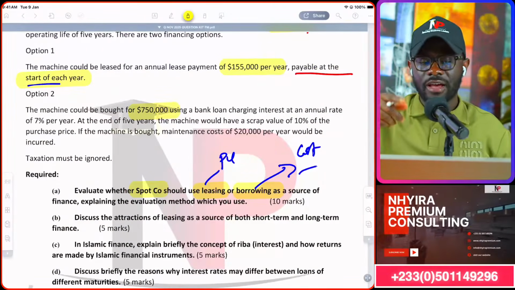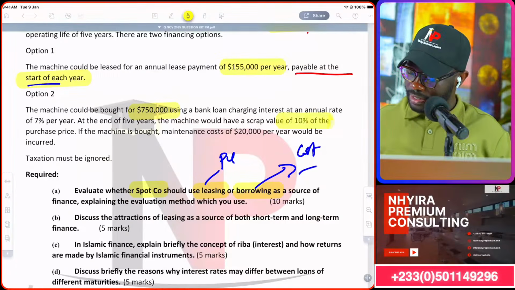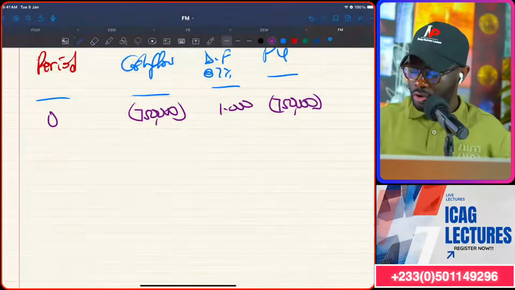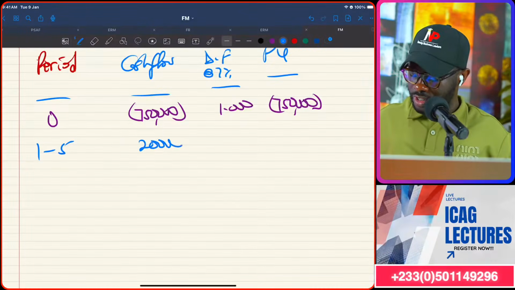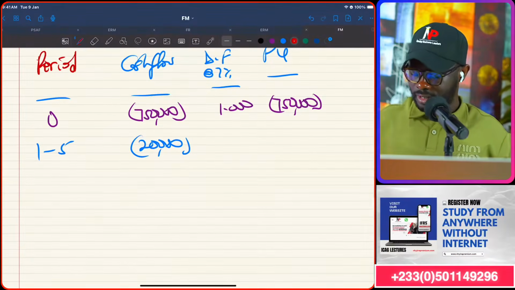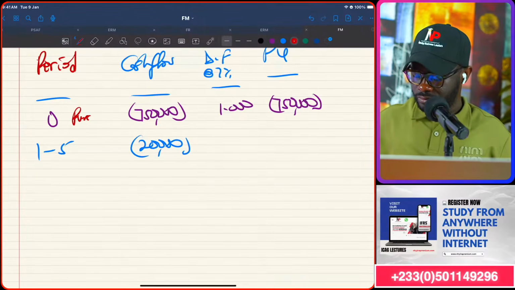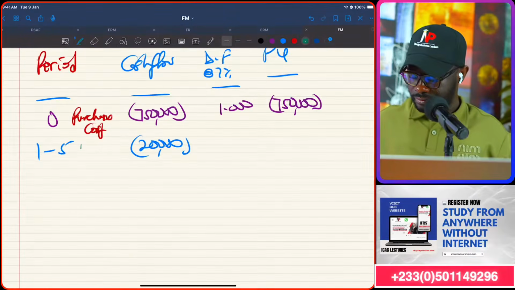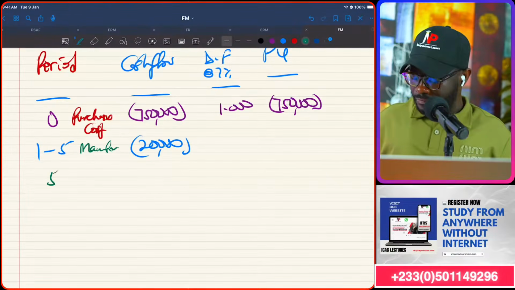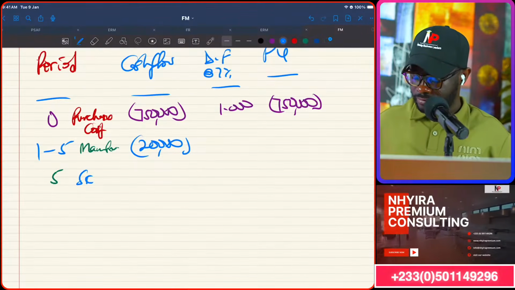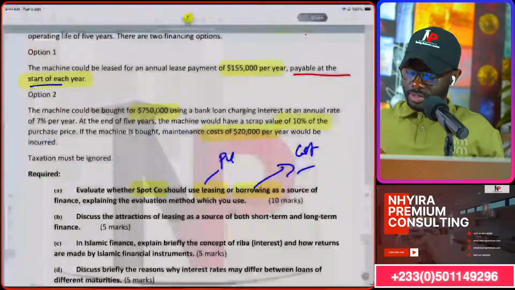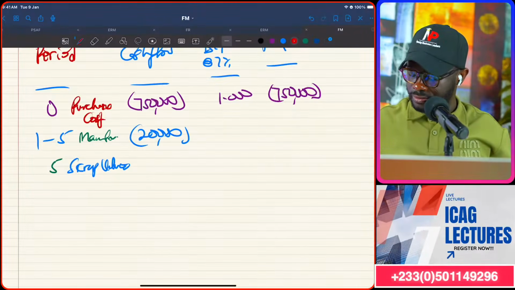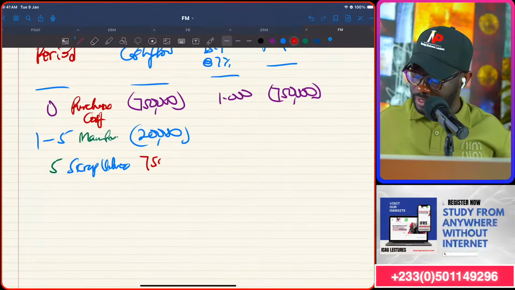Then it says at the end of the 5 years, the machine will be scrapped at 10% of its value. That's an inflow. We'll come back to that. If the machine is bought, maintenance cost will be 20,000 per year. Okay. So from year 1 to year 5, we'll pay 20,000 every year. So that's the maintenance. So this is the purchase cost, and then this is the maintenance cost. In year 5, we'll bring the scrap value, which will be an inflow for us. So they said it will be 10% of the value. So 10% of 750 is going to be 75,000.